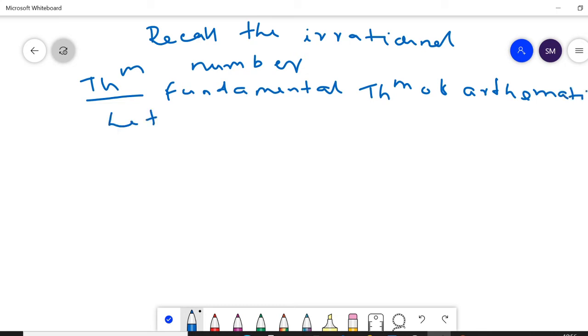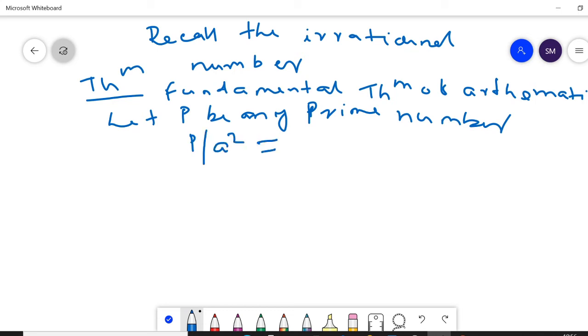Let P be any prime number. If P divides A square, then P divides A. If P is any prime number and P divides A square, this implies P must divide A. By the fundamental theorem of arithmetic, we prove this.